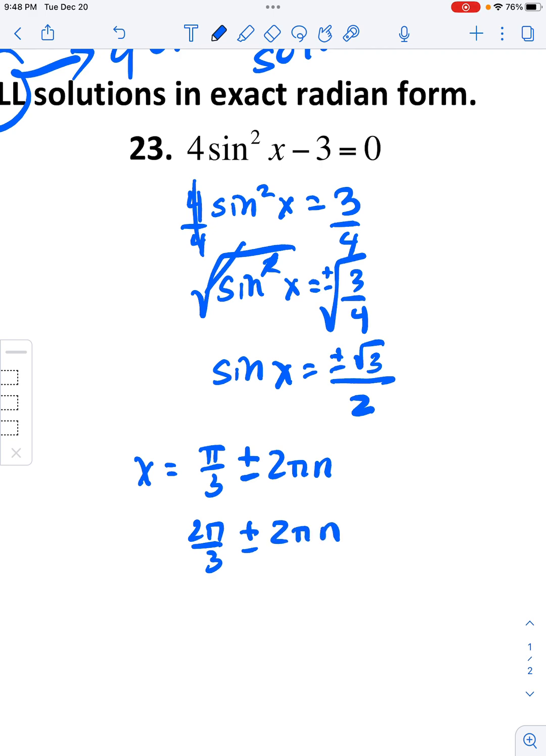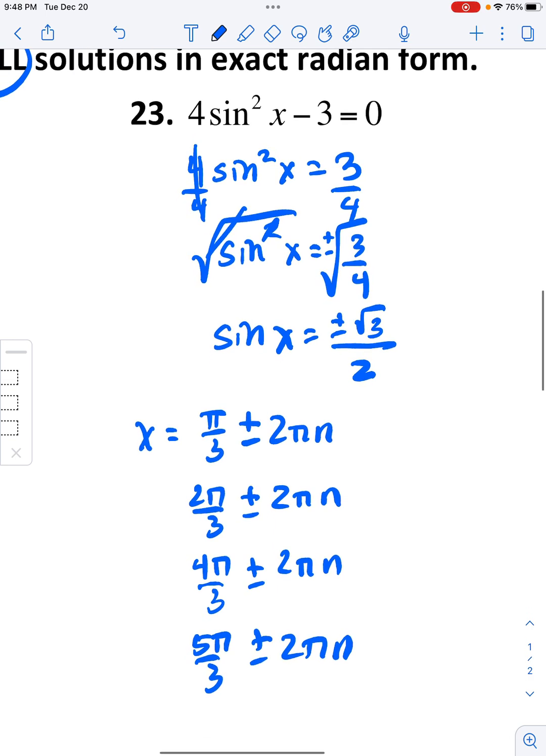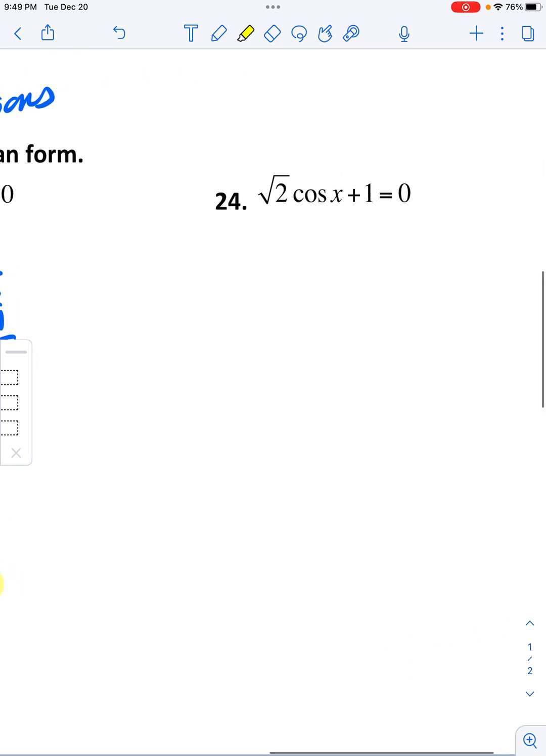And 4 pi thirds and 5 pi thirds. Okay, so these came off the unit circle, and then in each case I'm adding the period 2 pi, adding or subtracting the period 2 pi any number of times. And that's if I'm asked for all or general solutions.